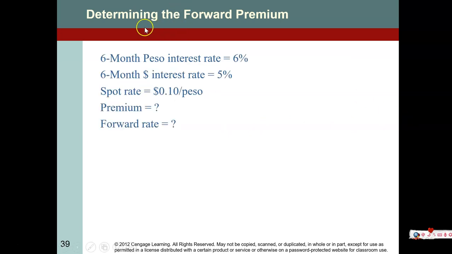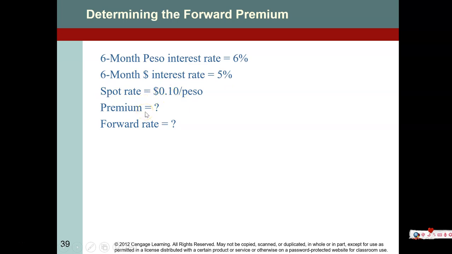Let's look at an example here, determining forward premium. The 6-month peso interest rate, the 6-month dollar interest rate, and the spot rate. These three conditions are given. We want to determine what the forward premium is in equilibrium, in interest rate parity. We know there's a high interest rate in the foreign country. The peso interest rate is 6%, higher than the domestic interest rate in the US, 5%. The spot rate is 1 peso equivalent to $0.1.